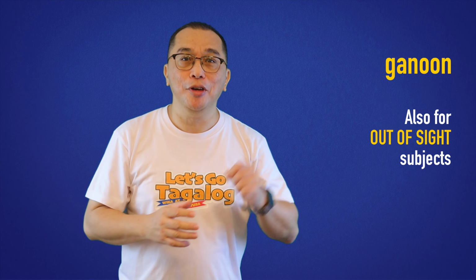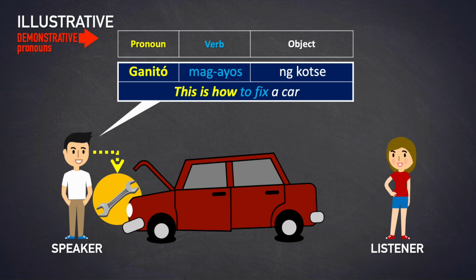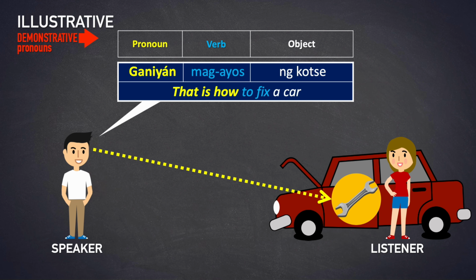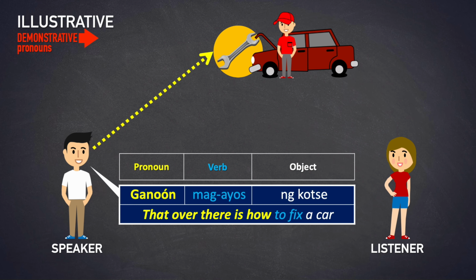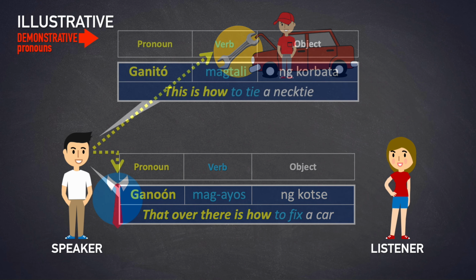Got it? Moving on. Ganito mag-ayos ng kotse. This is how to fix a car. Ganiyan mag-ayos ng kotse. That is how to fix a car. Ganoon mag-ayos ng kotse. That over there is how to fix a car.